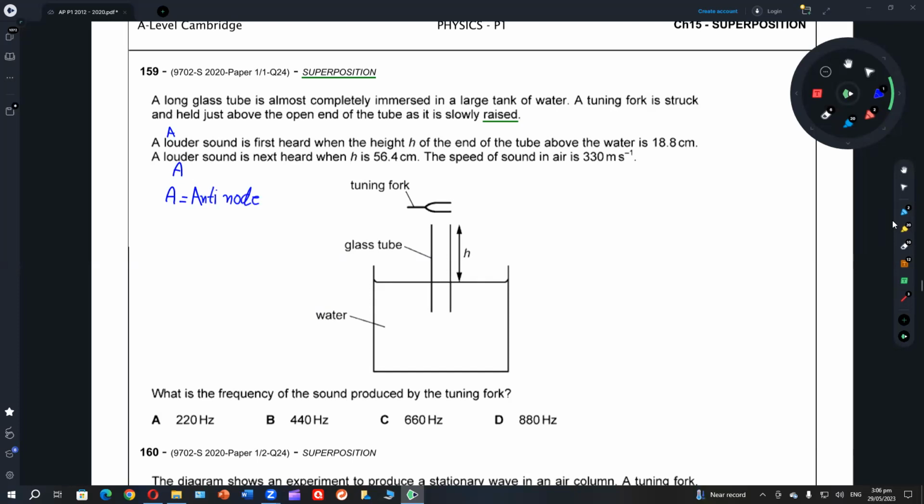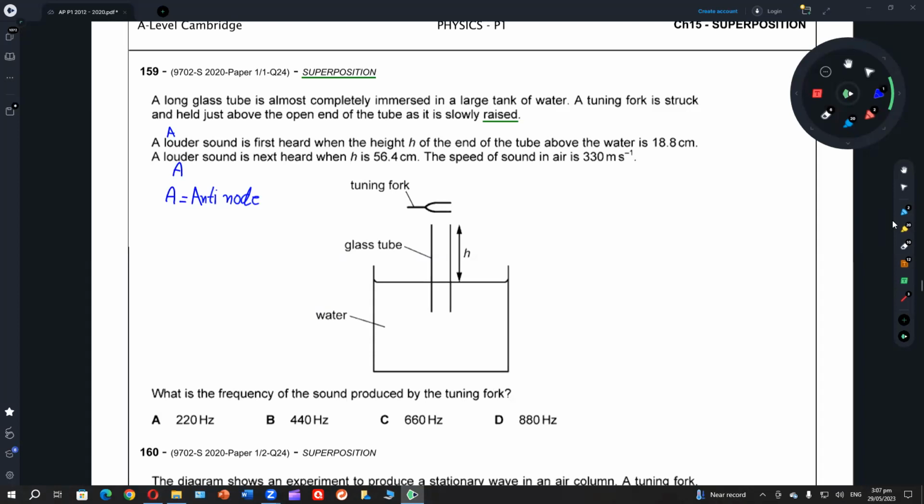So, a louder sound is first heard when the height h of the tube above the water is 18.8. So this is the first antinode. The second antinode is at 56.4. So antinode to antinode, it's lambda by 4. You're right. It is antinode to antinode.